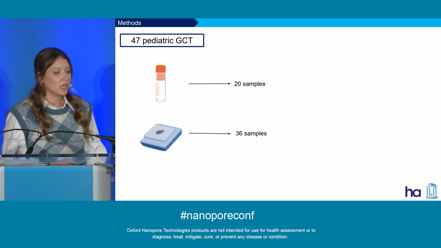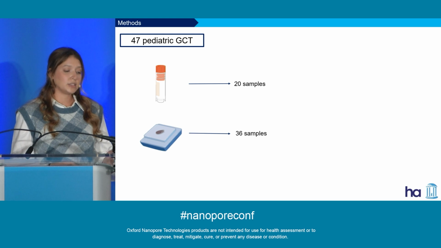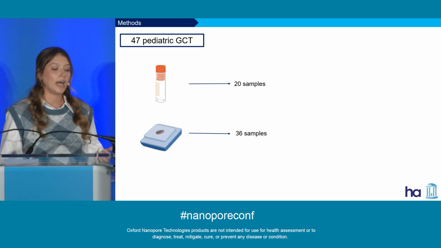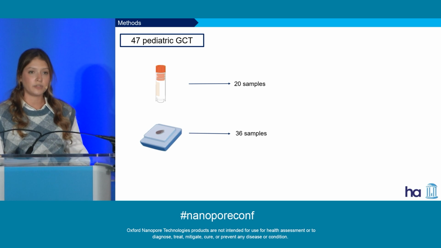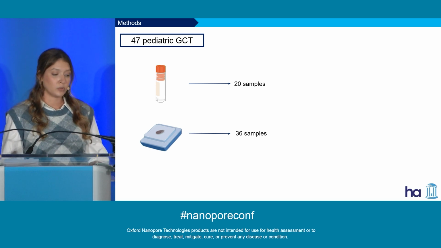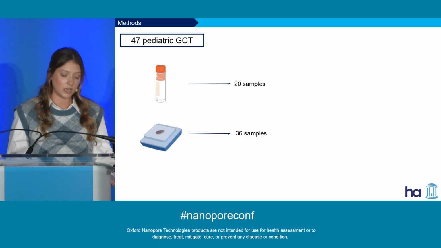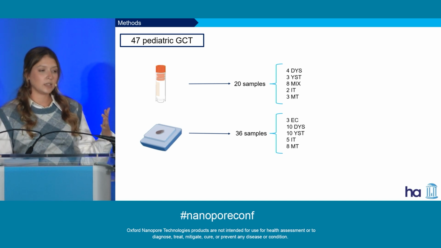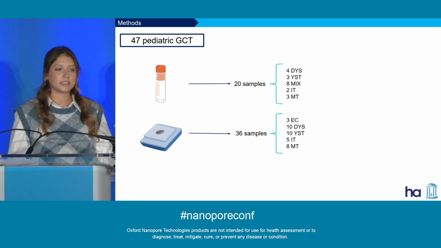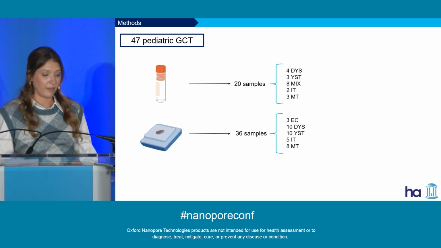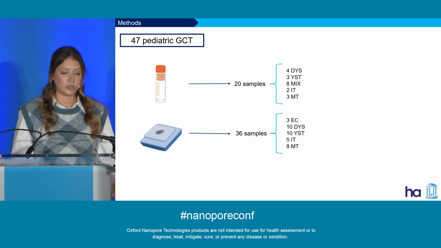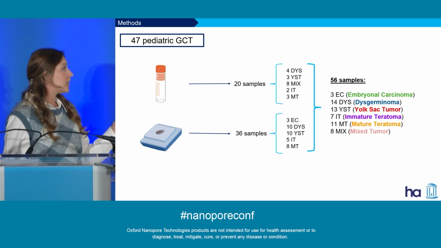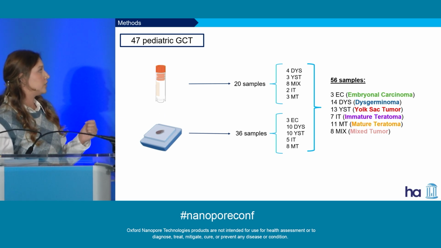subtypes. So we used samples from 47 pediatric germ cell tumors, and we had 20 samples from cryopreserved tissue and 36 samples from FFPE, because we had tumors that were stored both as cryopreserved and FFPE. So we sequenced them both. So we had a total of 56 samples, and this is the distribution based on their subtypes.